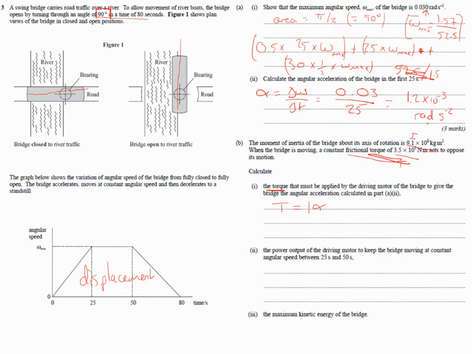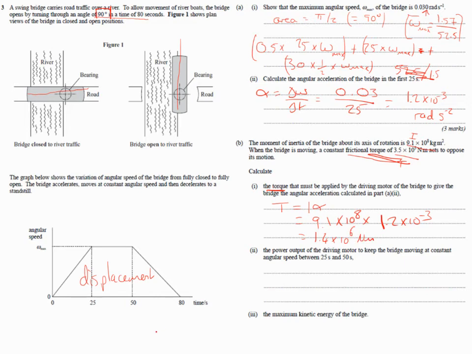So I is the moment of inertia, and we've been given angular acceleration in the previous question. So it's just simply a case of plugging in those two numbers, which is 9.1 times 10 to the 8 times the angular acceleration, and that will give us 1.4 times 10 to the 6 Newton meters.